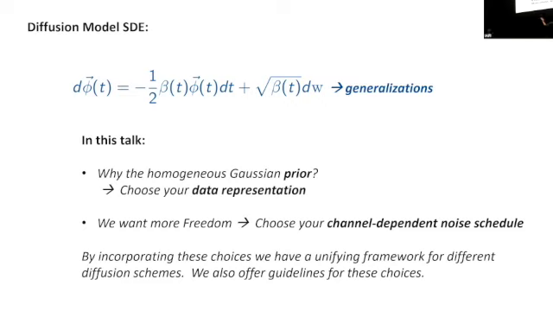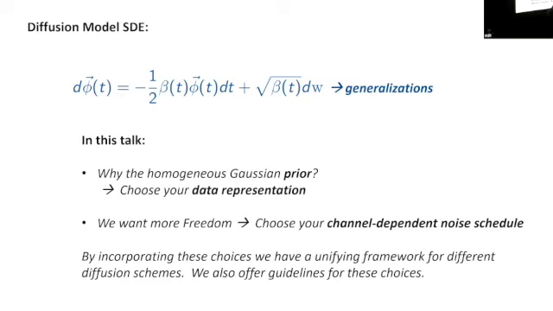What we'll do is, well, your question: why is the prior always a homogeneous Gaussian? We will think about this question and partially address it. That will lead us to advocate that you need to choose your data representation properly before you start doing your RG flow. And the second thing, as we have also heard in this workshop, is that what we want is freedom. So we want more freedom.